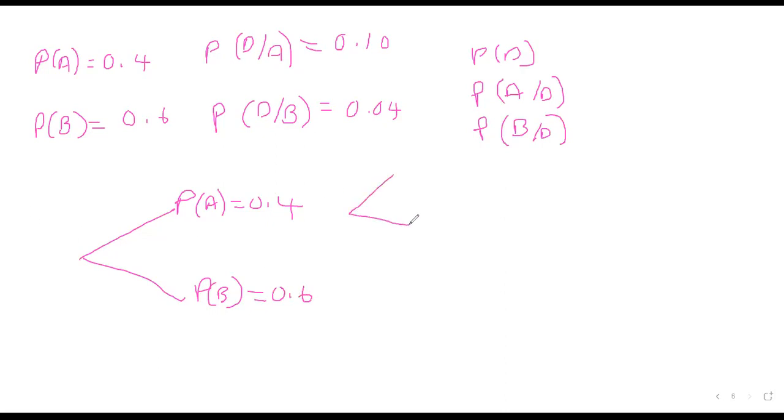And here they've given you D coming from A. So D given A. What is the probability? 0.10. And again here, given D coming from where? B. D coming from B is 0.04.